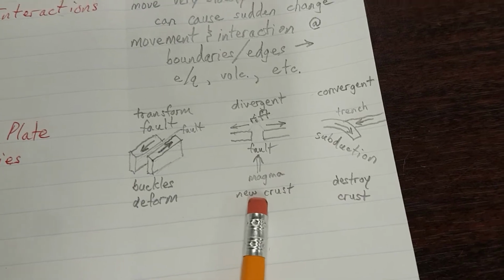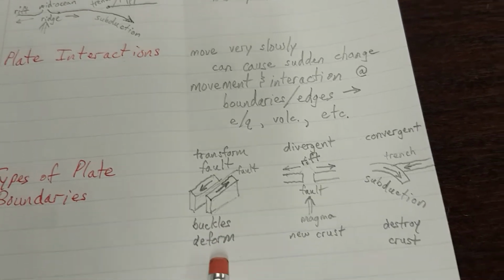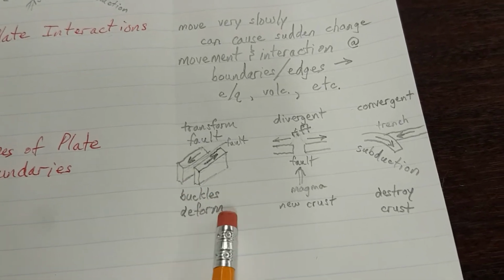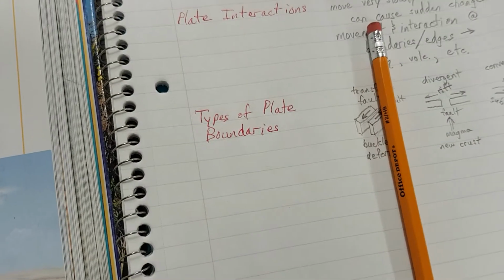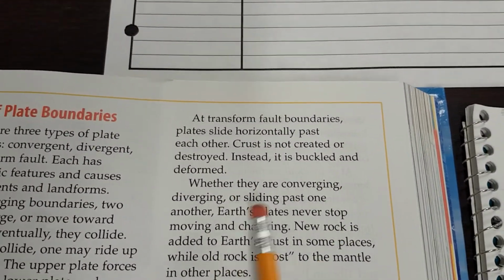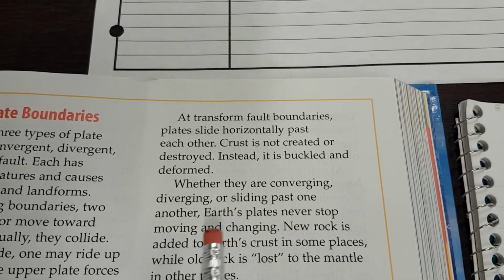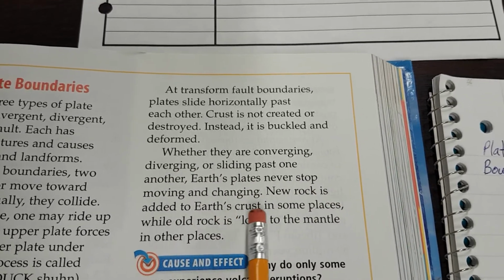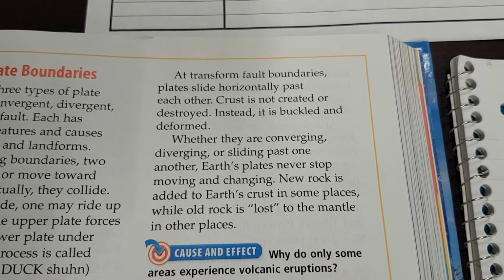Sometimes new crust is created, sometimes crust is destroyed. That's how there's a balance between the two. And for transform faults, it's just changing shape, buckling, folding, deforming, and bending. Whether they are converging, diverging, or sliding past one another, Earth's plates never stop moving and changing. New rock is added to Earth's crust in some places, while old rock is lost to the mantle in other places. Okay, let's look at our pictures.